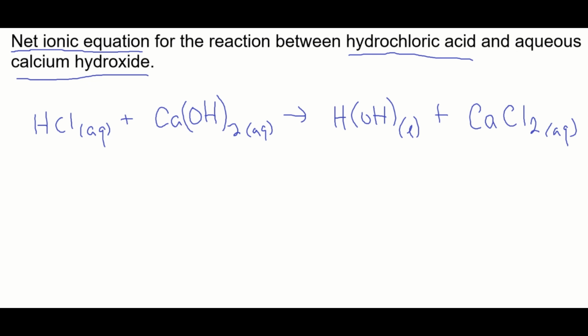Now let's balance this equation. You can see there's 2 hydroxides on the reactant side, only 1 on the product side. So we put a coefficient of 2 in front of the H2O, or the HOH. That updates, we have 2 H's there, and that corresponds to the H in the hydrochloric acid. So we need a coefficient of 2 in front of the hydrochloric acid. That balances out the chlorines as well. So we have a balanced formula equation.